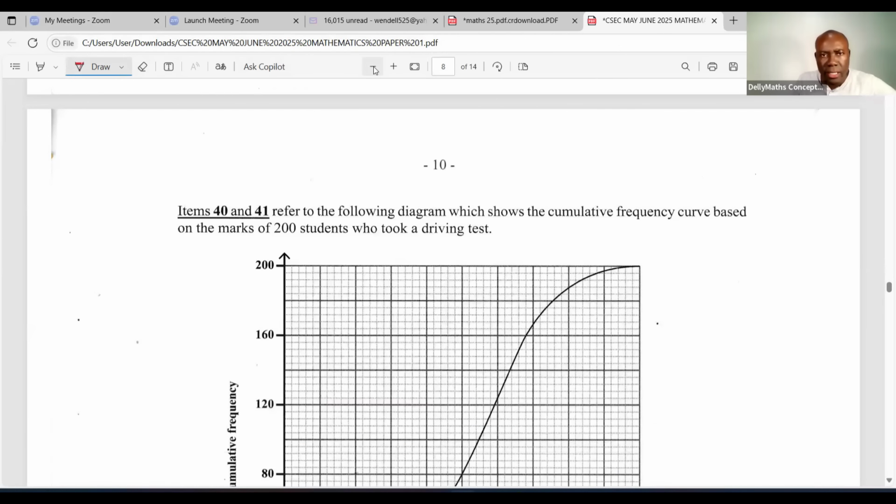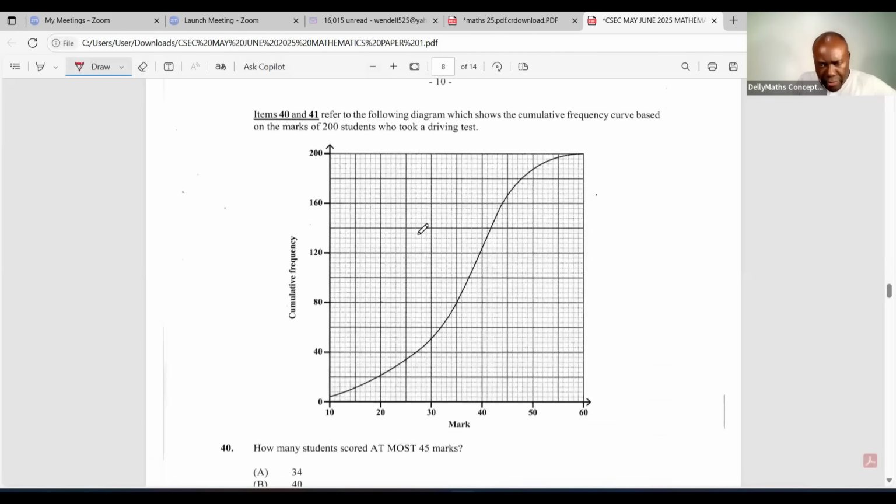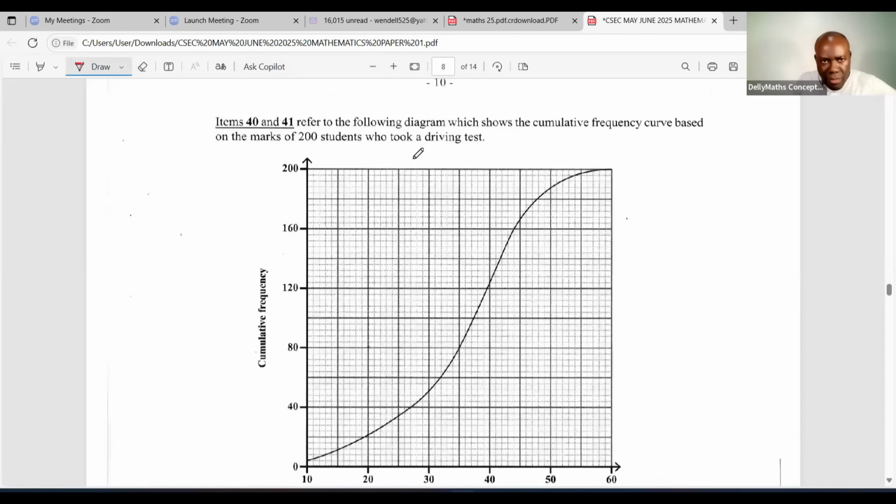Most often. All right, 49, 39. All right, let's see. All right, let's move on.